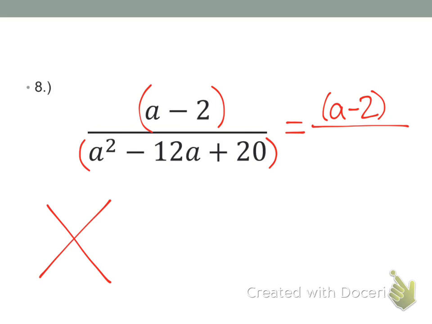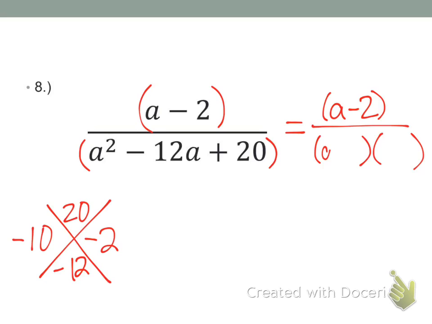What number am I putting on top? On bottom? What two numbers are going to work out for me? Negative what? Negative what? You're right, they will both be negative. Negative 10 and negative 2. Yes, they multiply to a positive 20, add up to a negative 12. So how do I use that to write my factored form? A minus 10, A minus 2.